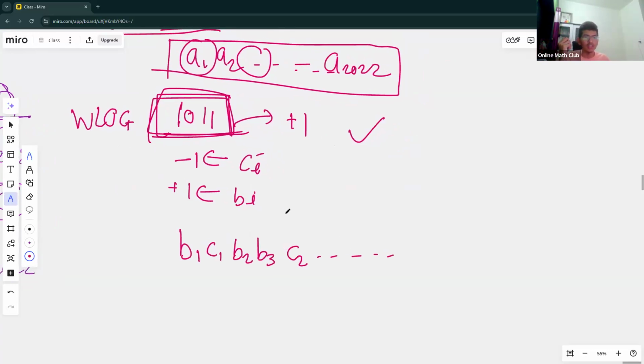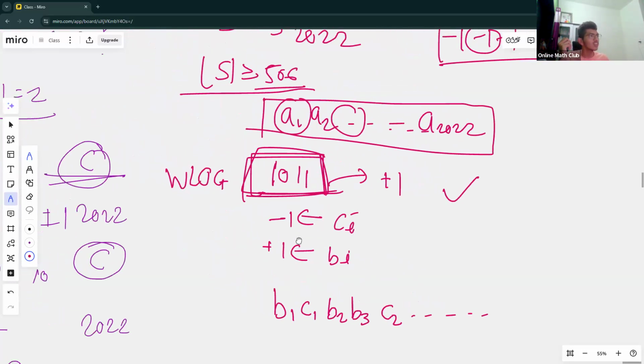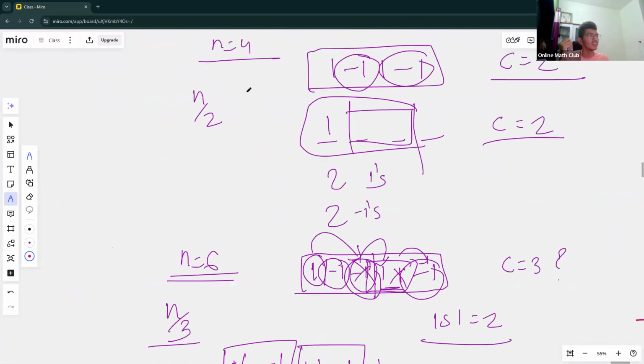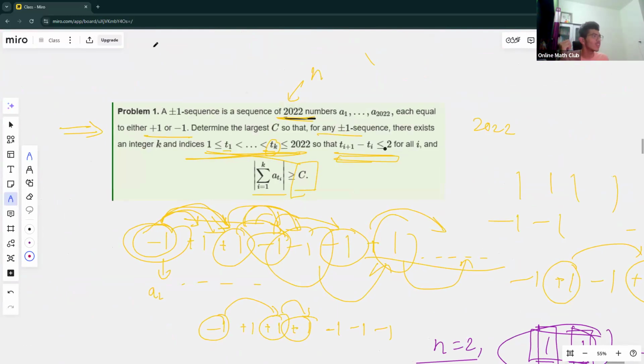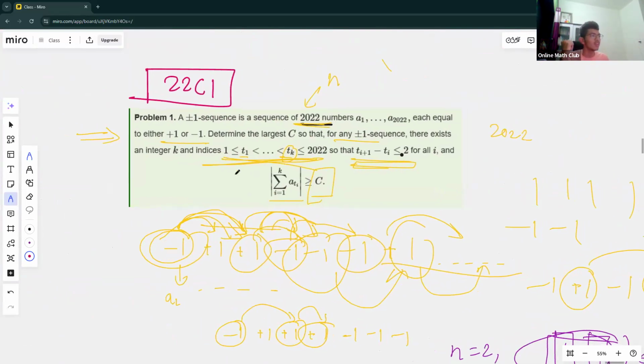What question was this? Where is the question? I guess I can tell the source now. What is this? 2022 C1. So, shortlist first question.